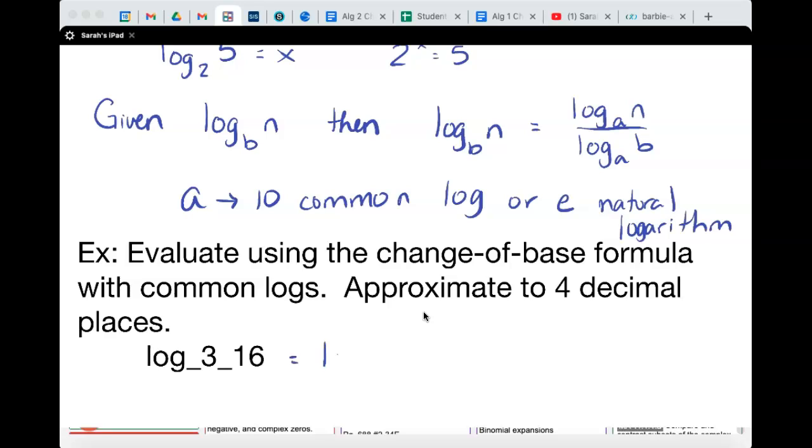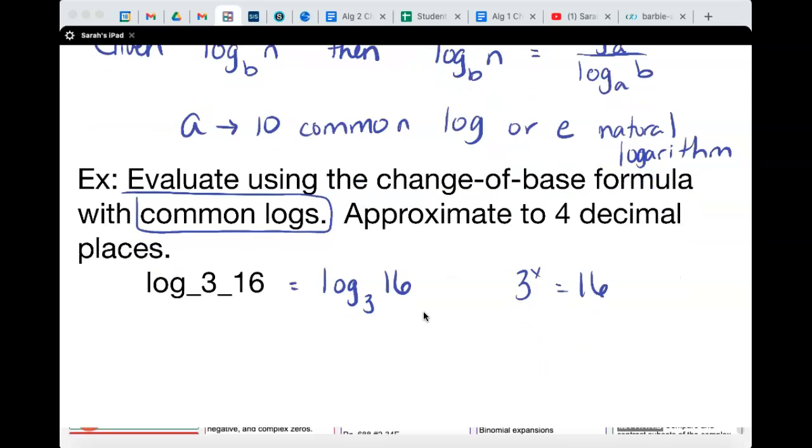Okay. So I have log base 3 of 16. If I rewrote this as an exponential, I'd have 3 to some power equals 16, and I can't just mentally think of what the power is going to be. So we have to use our change of base formula to figure out our decimal approximation. Okay, and they say we want to evaluate with common logs. So we're going to rewrite log base 3 of 16.